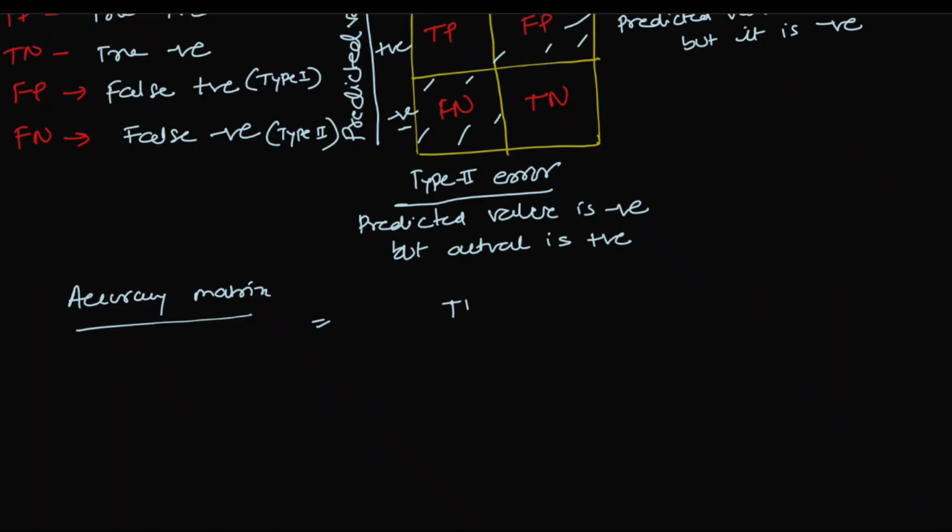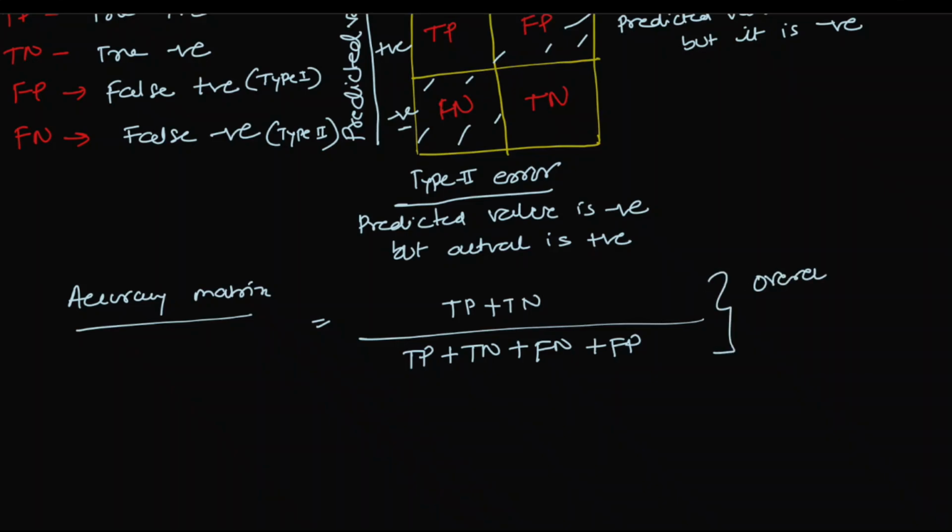Your total true positive plus true negative, divided by true positive plus true negative plus false negative plus false positive. It measures your overall correct predictions. How many values are predicted correctly is nothing but the accuracy. Next is the precision.